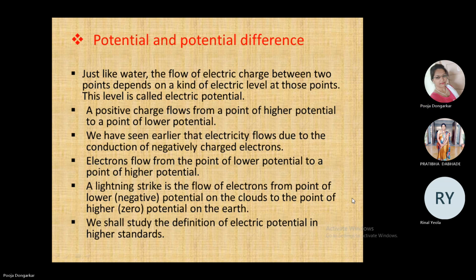This is the flow of potential. Lightning, you know, comes on earth after the rain. It flows from negative to positive. We have seen this earlier. We shall study the definition of electric potential in the higher standard. Right.